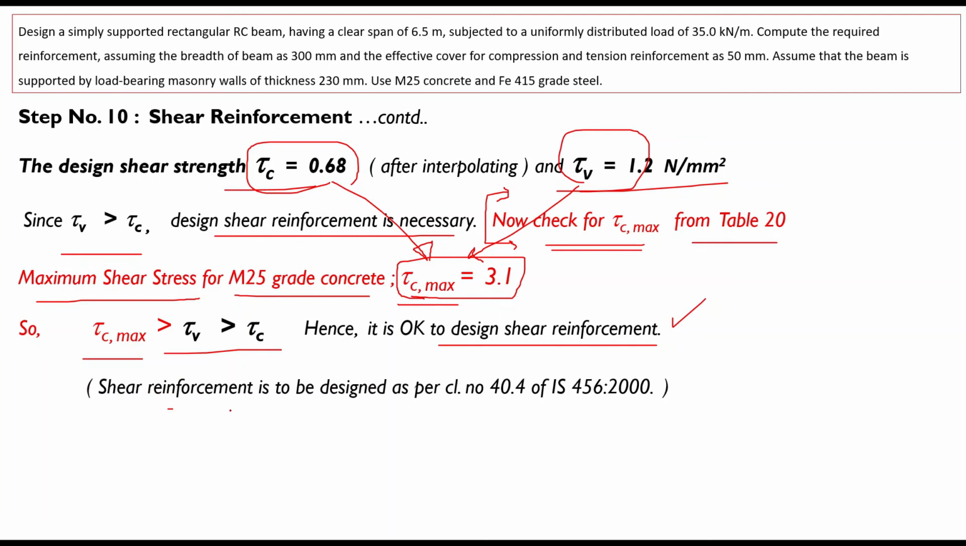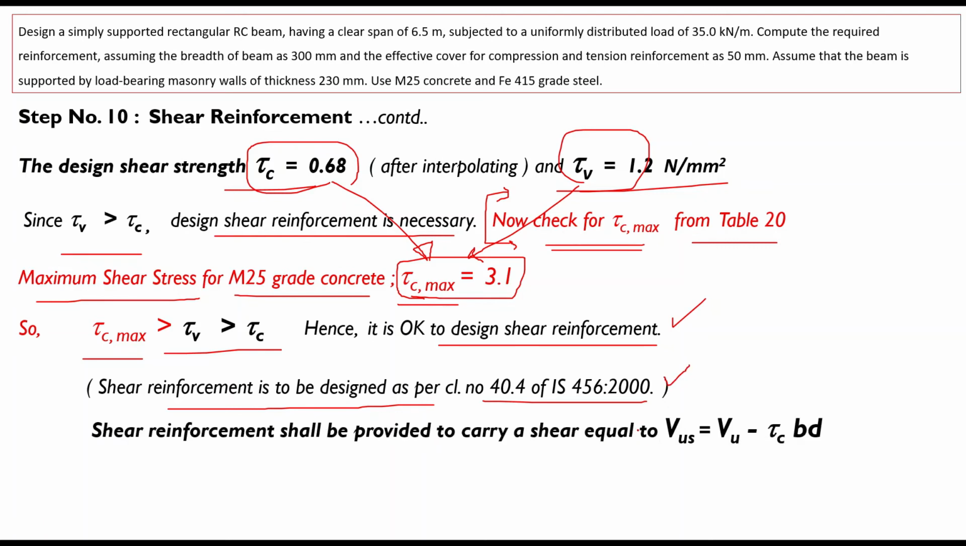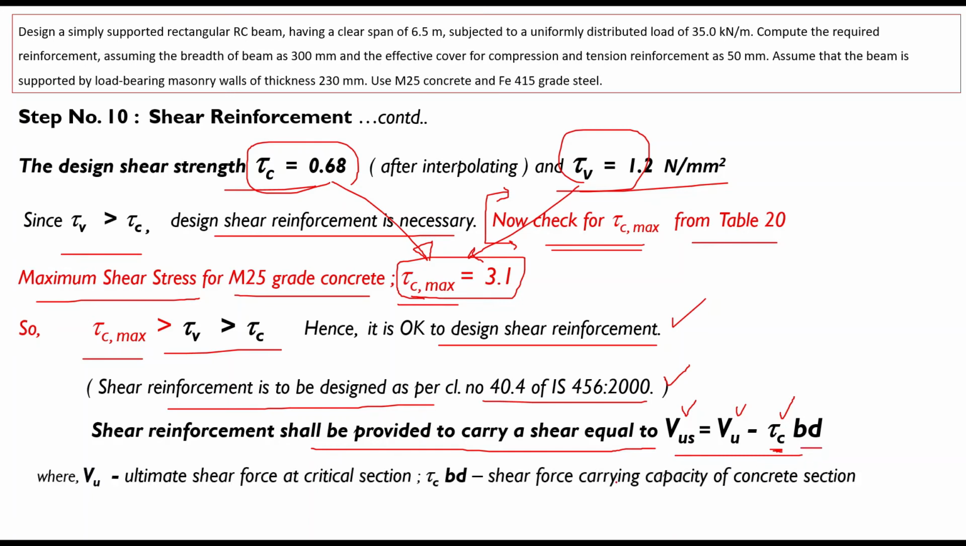So shear reinforcement is to be designed as per clause 40.4 of IS 456. You can refer to the clause guidelines 40.4. Now shear reinforcement shall be provided to carry a shear equal to. Now if you see here, three parts are, one is VUS, another is VU. VU was the ultimate shear force which we have calculated at a critical section, and tau C is the maximum capacity of the section which is under consideration, and that is the shear force taking capacity of the concrete itself. And now step by step we go through.